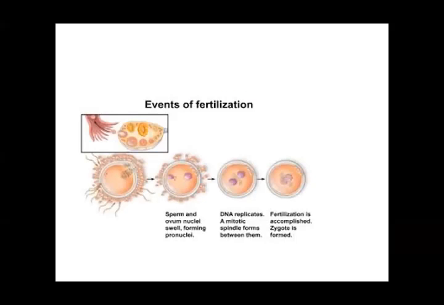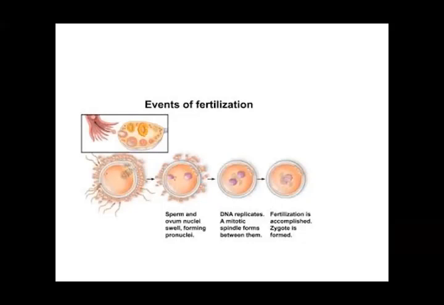So this is what events occur in fertilization. First, it was the ovary. The ovum is released, the fallopian tube sucks it in, and then comes the entry of the sperm into the ovum. The sperm and the ovum nucleus swell, forming the pronucleus, as I said, both. Then the DNA replicates because both were haploid, and the spindle forms between them.